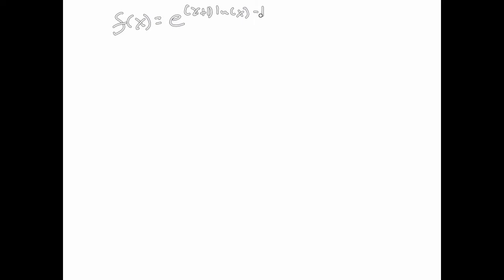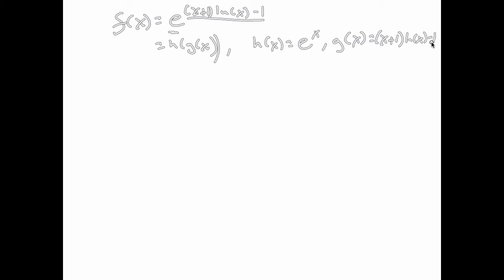Now, here's an example of a function that has another function inside of it. We have an exponential on the outside and a complicated function on the inside. So this should signal to you that we're going to begin with some kind of function composition. So we're going to assume this is equal to h of g of x, with h of x from the outer function, e to the x, and g of x from the inner function, x plus 1 natural log of x minus 1.